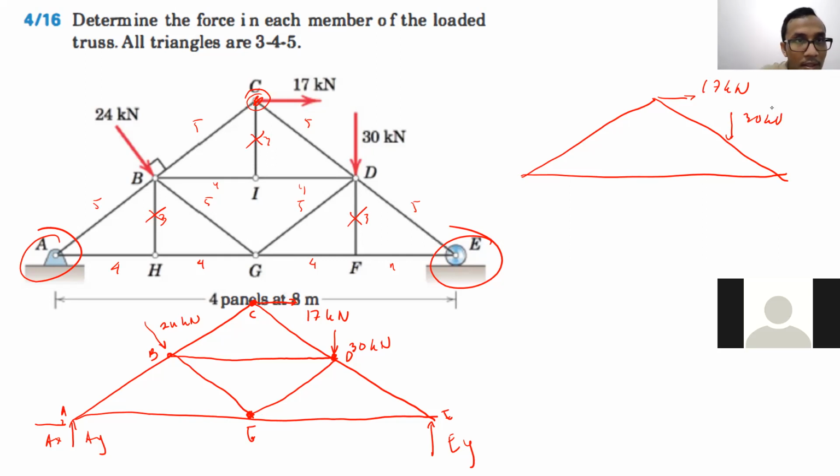And then what else is there? 24. Okay, here we will have EY. Here we will have AY, AX.